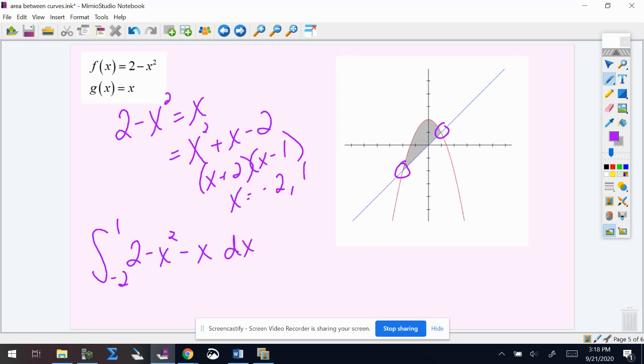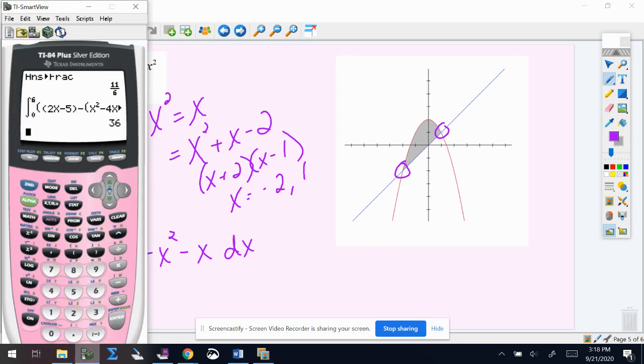And then again, I'm going to go to my calculator. I could do this one by hand. So if they didn't let me use a calculator, I could get by. The mental math would be a little frustrating, but I could do it.